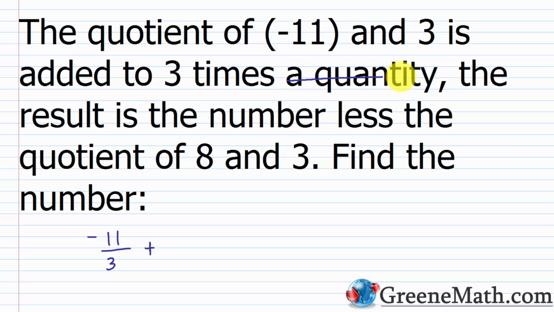So what can we say? We can say a quantity is just x. So 3 times x is just 3x. The result is means equals the number, which we said was x. Then we have less, which means to subtract. So we're subtracting away. Then we have the quotient of 8 and 3. So that's 8 over 3. So again, it looks complicated, but once you go step by step, it's really not. So again, we just want to find the number.